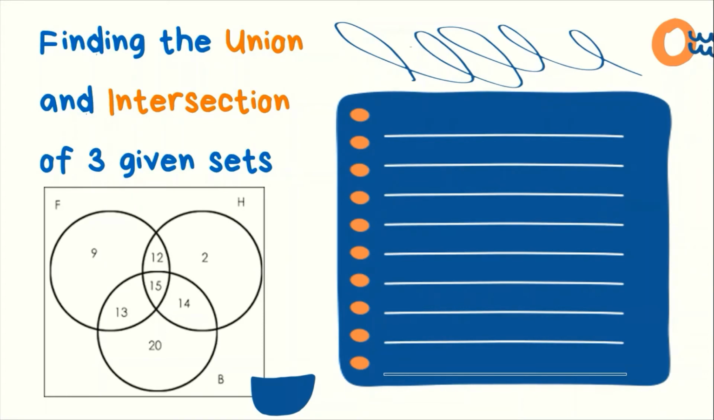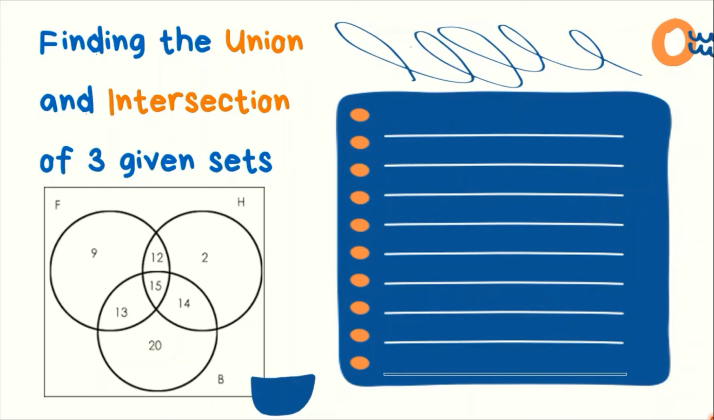Finding the union and intersection of three given sets. So this time, meron naman tayong tatlong sets or tatlong overlap na circle. So, ito yung ating universal set, yung pinaka-square. We have set F, ito yung bilog ni set F. We have set H, ito naman siya, and also set B. And then, yung mga napapaloob nilang numbers ay yung kanilang mga elements.